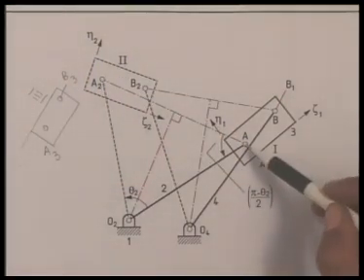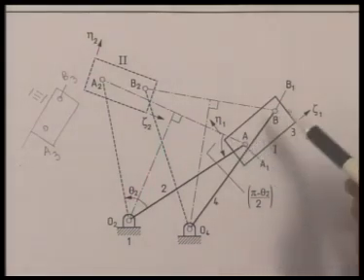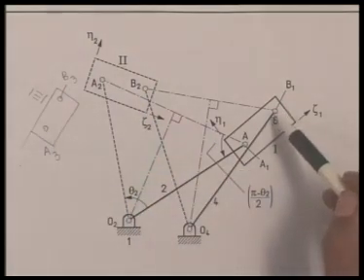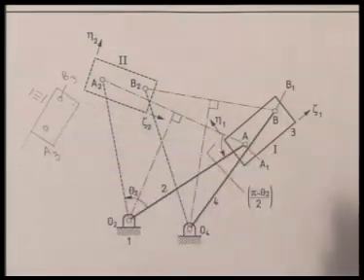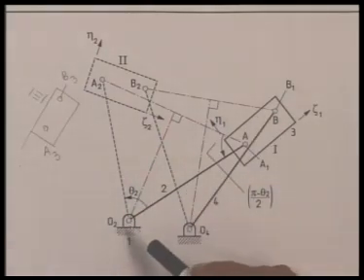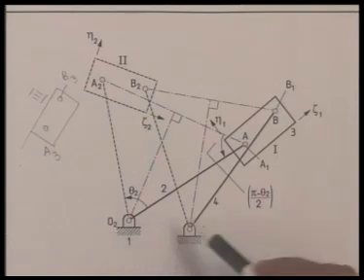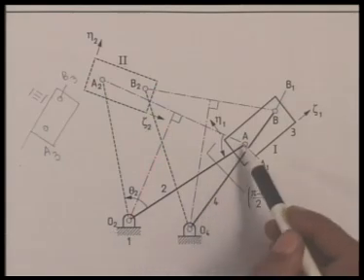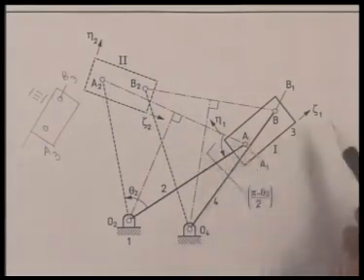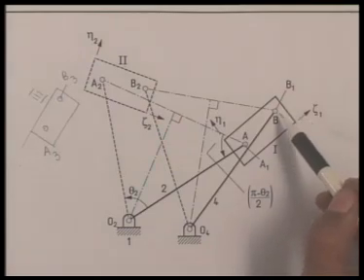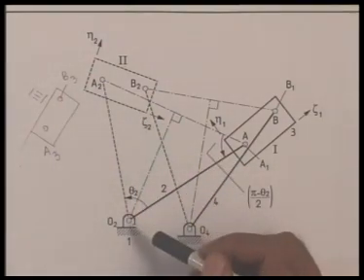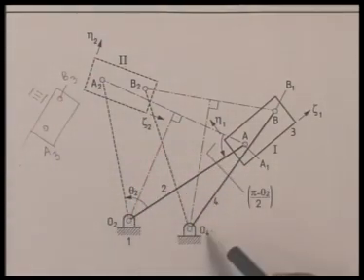So once we have chosen A and B arbitrarily on the coupler, then I know A, A2 and A3 must be on a circle. Similarly, B, B2 and B3 must be on another circle. And the centers of these two circles should determine the location of the fixed pivots, namely O2 and O4. So it is very easy to draw a circle passing through the 3 points A, A2 and A3. Similarly, it is very easy to draw another circle passing through B, B2 and B3. That will uniquely locate the fixed pivots O2 and O4.